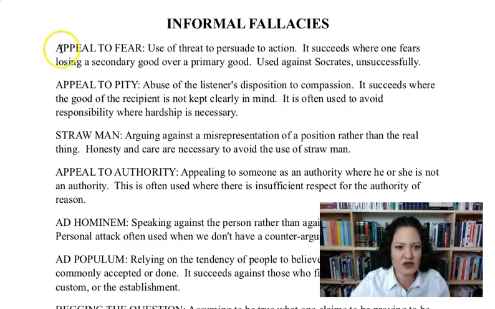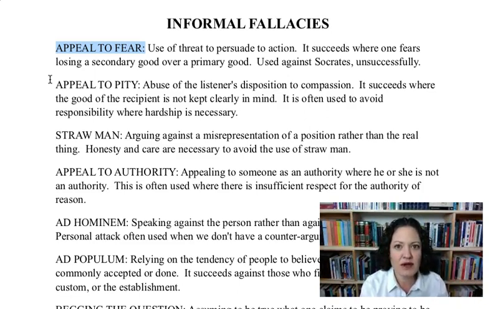All right, so the first one is the appeal to fear. I might have to tell a story with this one. Appeal to fear is the use of threat to persuade to action. Do it or else, right? It succeeds where one fears losing a secondary good over a primary good. And it was used against Socrates unsuccessfully. So I feel like I should tell the story of Socrates.